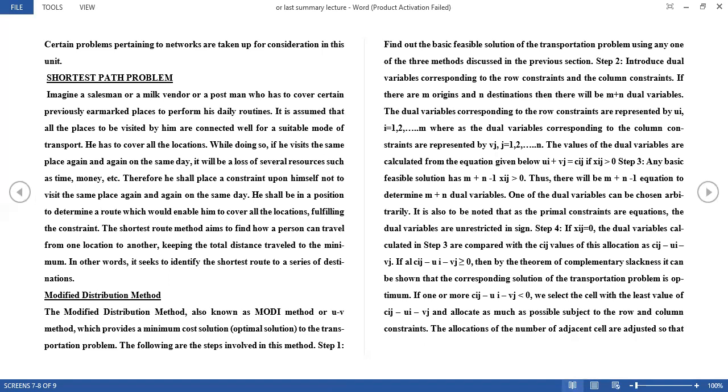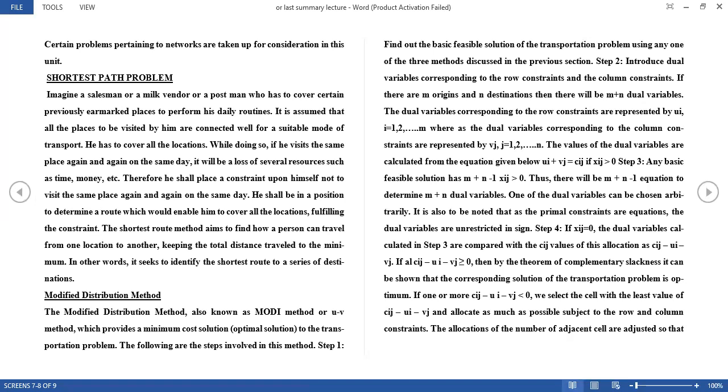So if we go through the important topics: the SPP, the shortest path problem. Imagine a salesman, milk vendor, or postman who has to cover certain previously marked places to perform his daily routine. It is assumed that all the places to be visited are well connected by a suitable mode of transport. He has to cover all the locations. If he visits the same place again and again on the same day, it will be a loss of resources such as time and money. Therefore, he shall place a constraint upon himself not to visit the same place again and again on the same day.